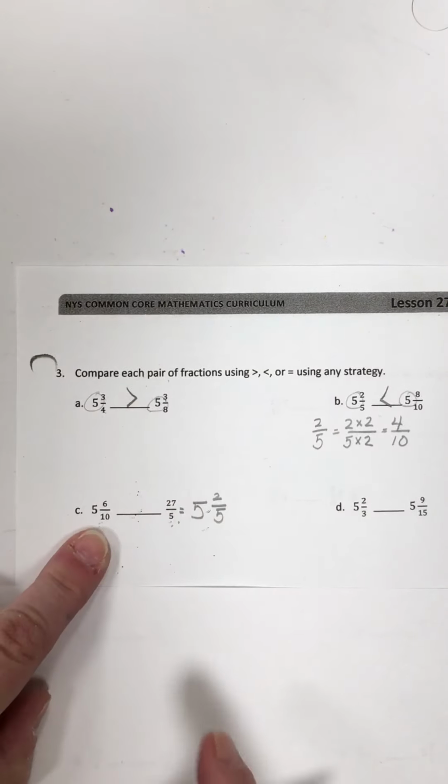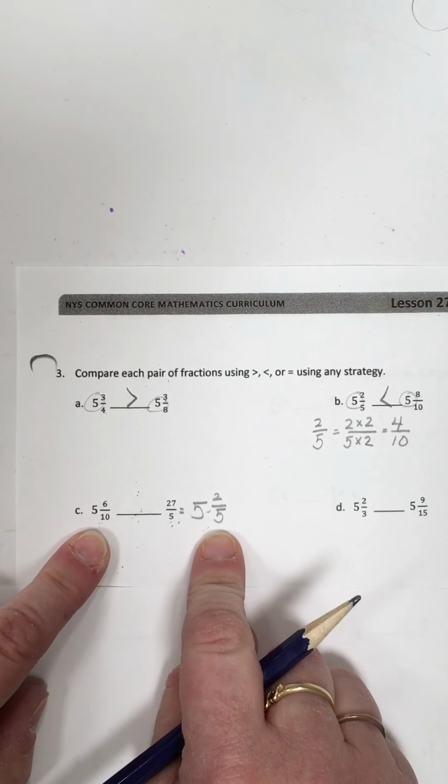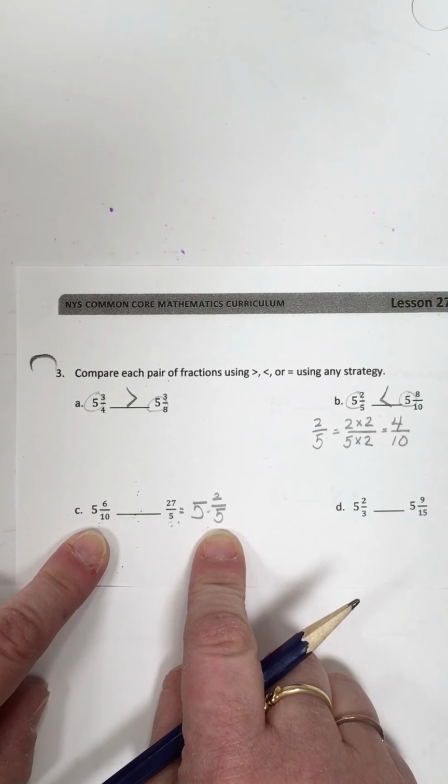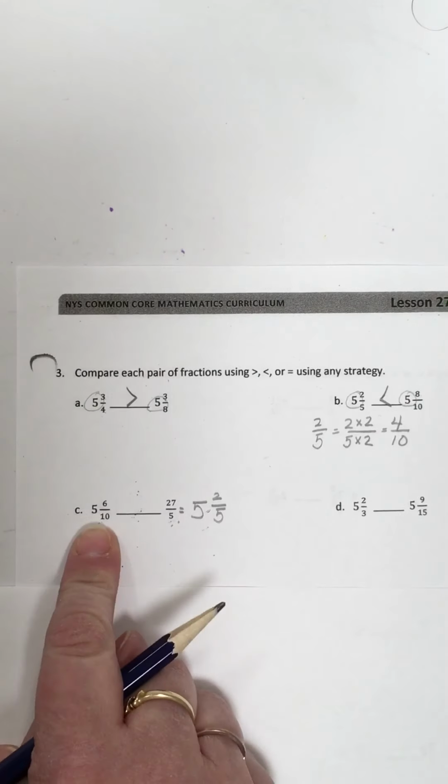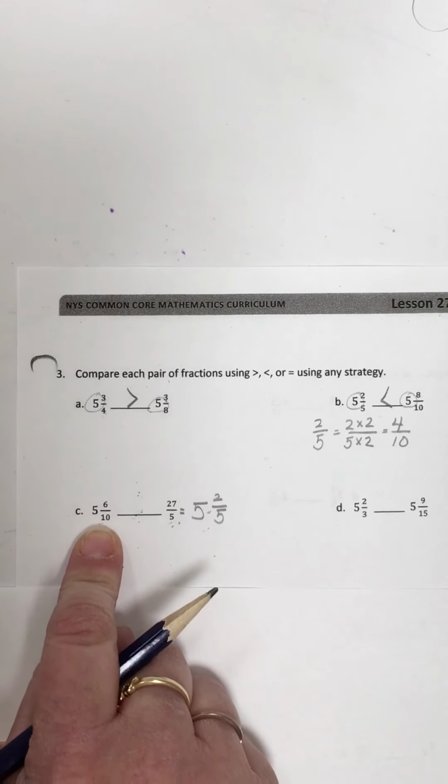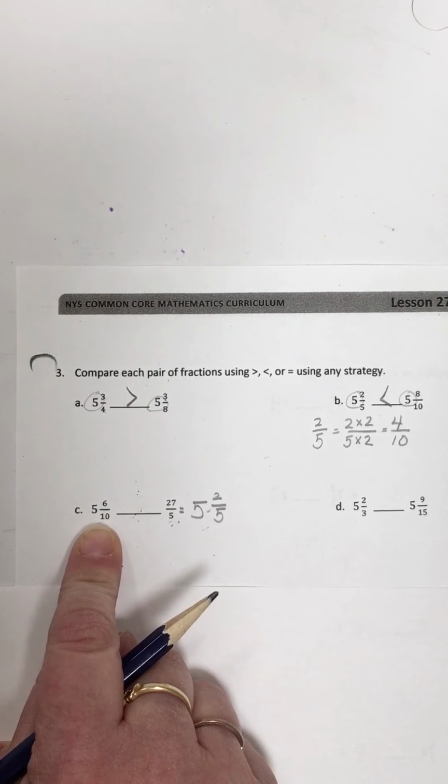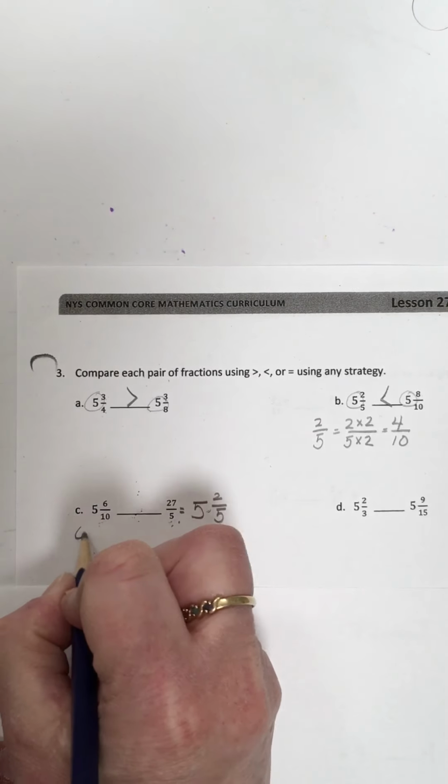Now I'm comparing tenths to fifths. If I use my benchmark of a half, I can figure this out. When I'm dealing with tenths, 5/10 is equivalent to 1/2. So that means 6/10 is 1/10 more than 1/2.